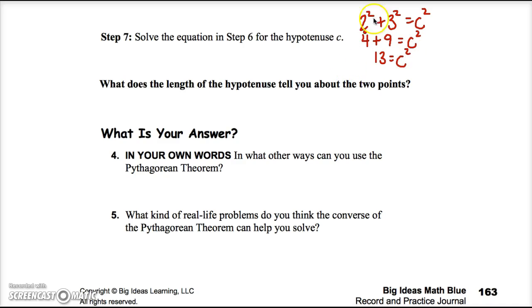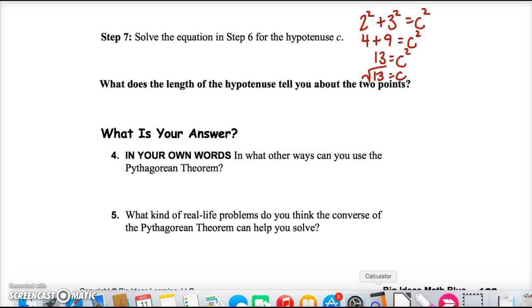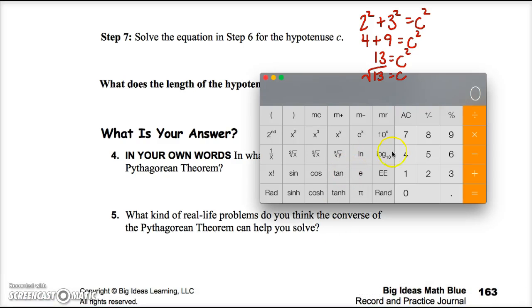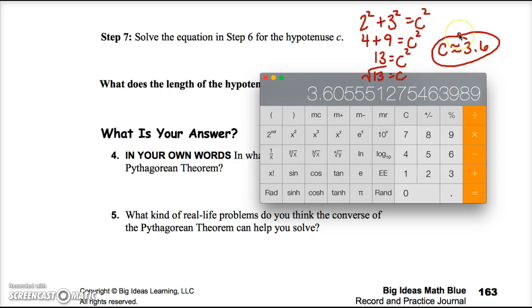equals c squared. And then remember to take, we don't want to know what c squared is, I just want to know c. So we have to take the square root of 13, and that will equal c. Now, if I pull up my calculator, because I know the square root of 13 is not a perfect square, so let's estimate that real quick. We get about 3.6. So we could say c is about 3.6 when I estimated that.